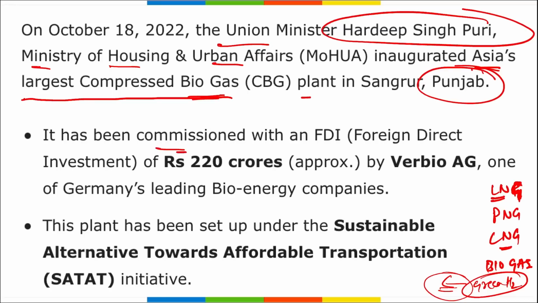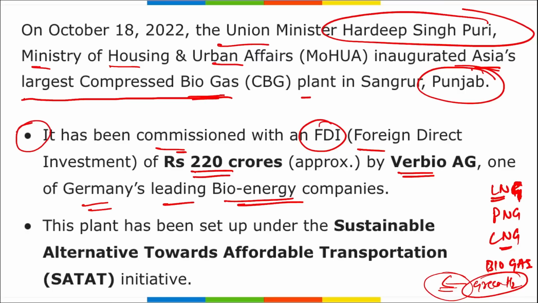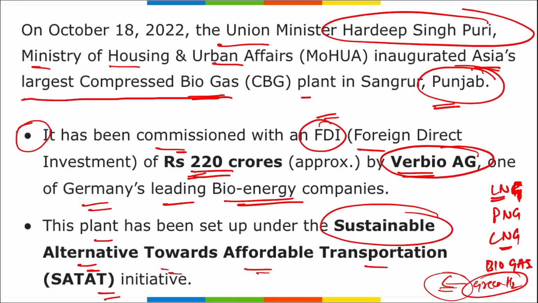Alright, coming back, it has been commissioned with an FDI, that is foreign direct investment, of 220 crore rupees by Verbio AG, one of Germany's leading bioenergy companies. So the question can be asked here is that this Asia's largest compressed biogas plant that has been inaugurated in Punjab has been associated or has link with which organization? That is of Germany. It is your Verbio AG that will be providing the FDI of 220 crore rupees for setting up this plant. Another thing, the plant has been set up under Sustainable Alternative Towards Affordable Transportation Initiative, that is SATAT. Highly important.